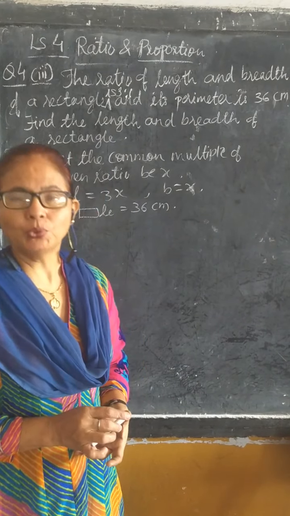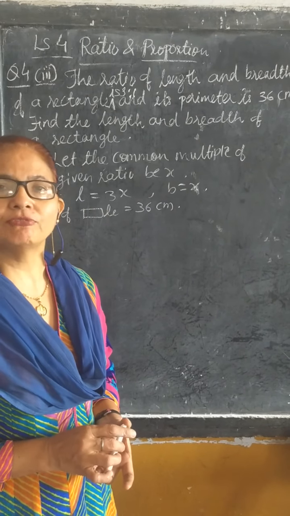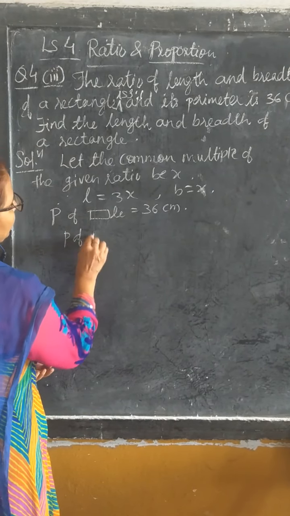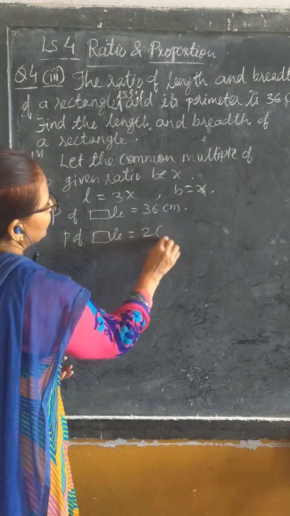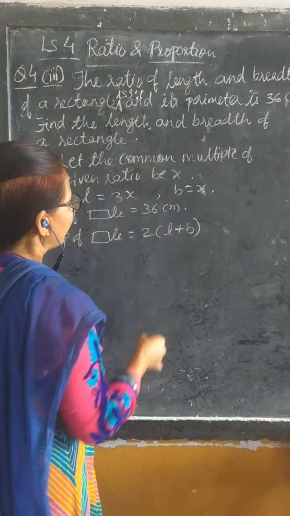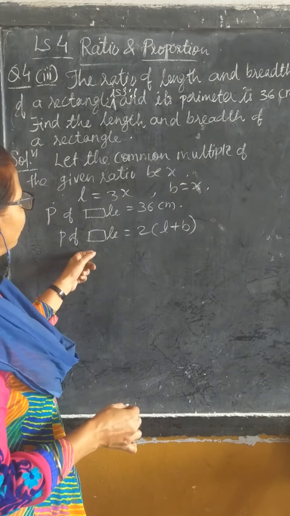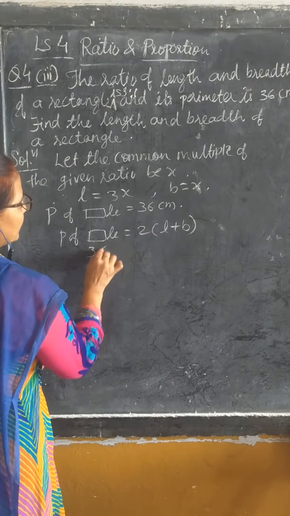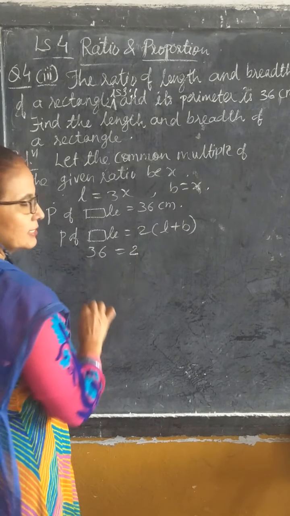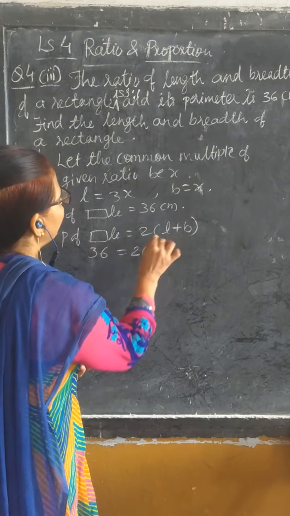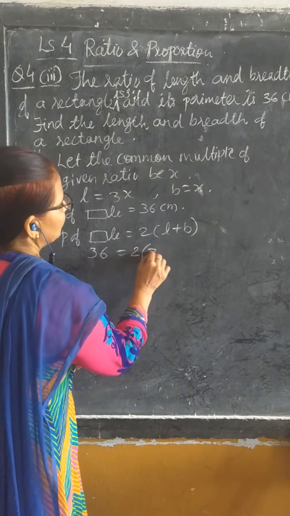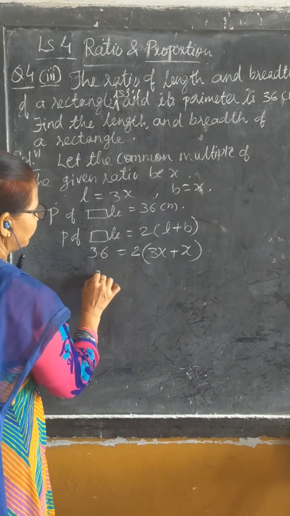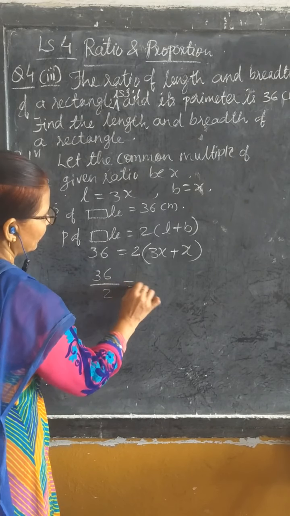Okay, now children, you know what is the formula for the perimeter of a rectangle? The formula for perimeter of a rectangle is 2 into (length plus breadth). Now put the values whatever we know. The perimeter of the rectangle is given as 36. 2 will be as it is according to the formula. Length, what is our length here? 3x, and the breadth is x. Now let's simplify.